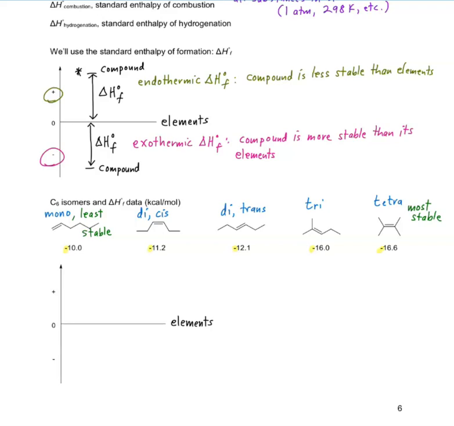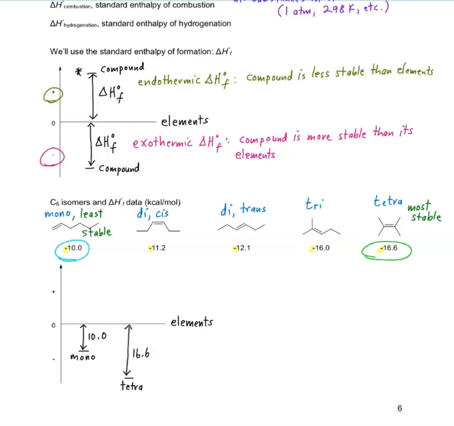When the monosubstituted alkene is formed, we'll just say mono, 10 kilocalories per mole of energy are released. So that's from this number right here. When the tetrasubstituted alkene is formed, it's 16.6 kilocalories of energy that are released. So more energy. So this is the tetrasubstituted.